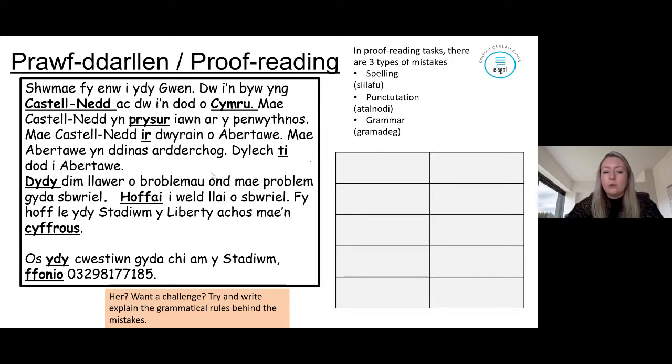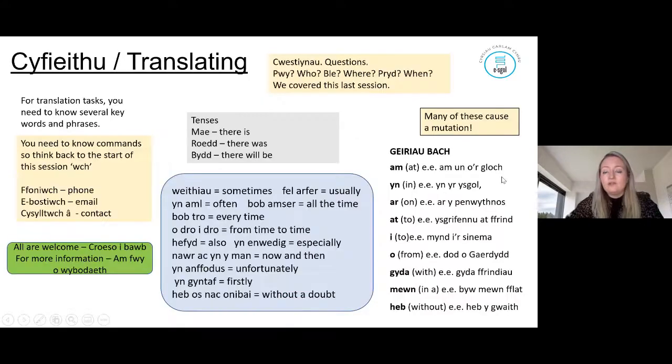We're just going to move on now quickly to look at some cyfieithu, translating. Okay, now for translation tasks, you need to know several keywords and phrases. So you need to know commands, which we did at the start of the session.